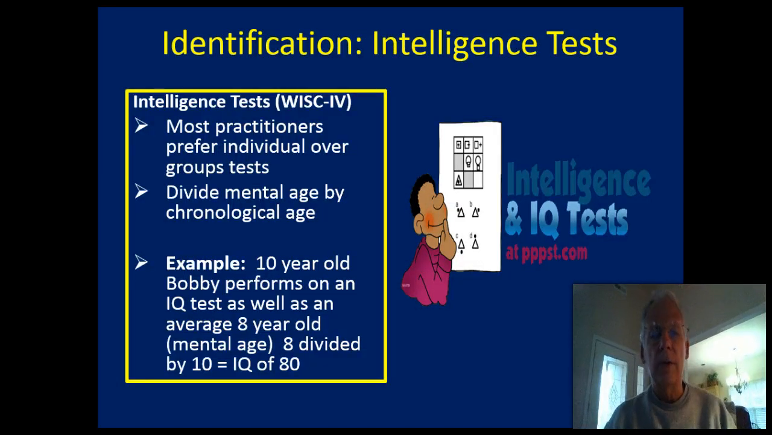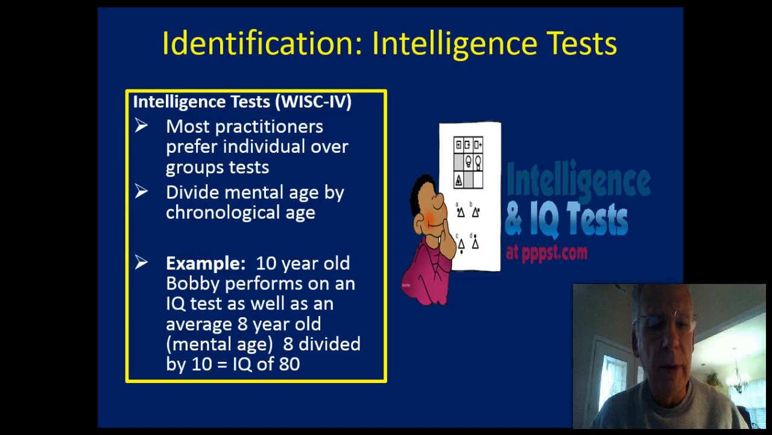Now, we've spent quite a bit of time talking about intelligence tests, so I'm not going to go over this too deeply, but most practitioners prefer individual over group intelligence tests. One of the quick ways that you can determine someone's IQ is to take their mental age and divide it by their chronological age. So, for example, Bobby's 10 years old and performs on an IQ test as an average 8-year-old. That's the mental age, and then 8 divided by 10, IQ of 80. That's a very, very rough estimate, but it's one way that you can look at intelligence tests.